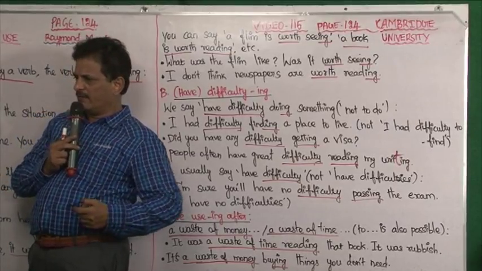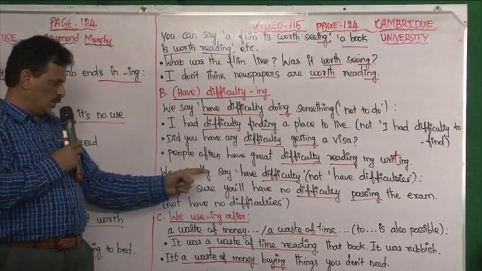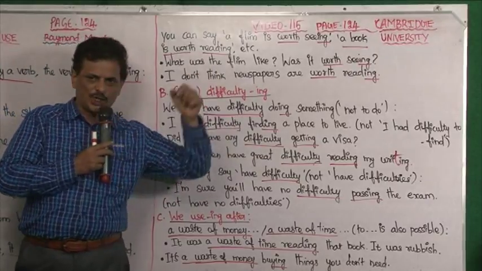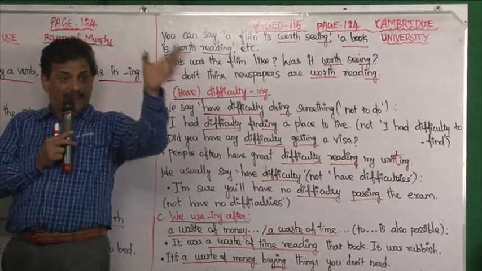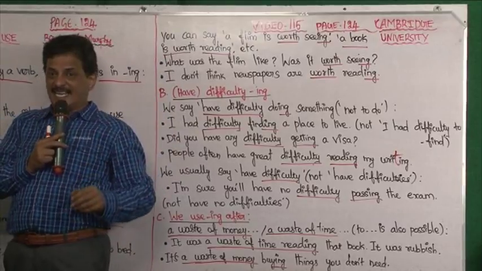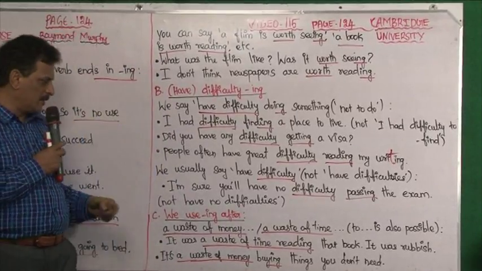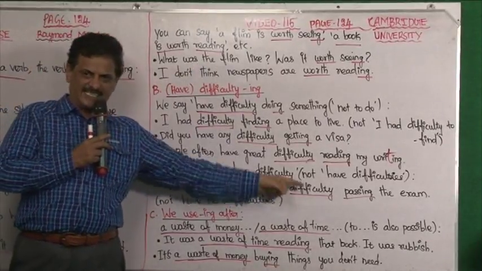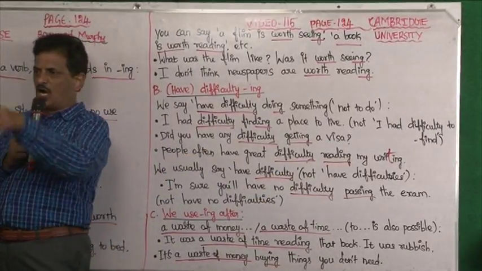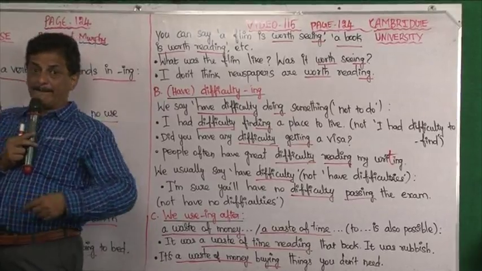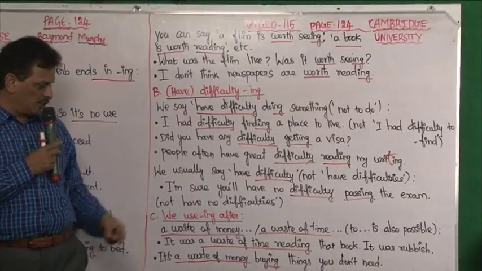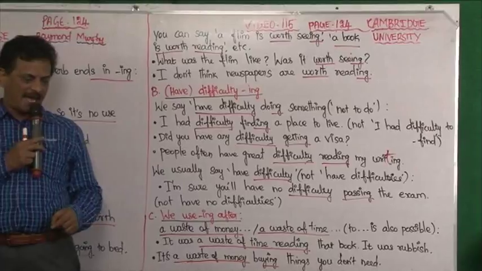After "have difficulty," you use verb plus -ing. We usually say "have difficulty," not "have difficulties." You're not supposed to say "have difficulties." "I have difficulties in getting a job." Wrong. "I have difficulty in getting a job." So I'm sure you will have no difficulty passing the exam. Not "have no difficulties." We use -ing after it.